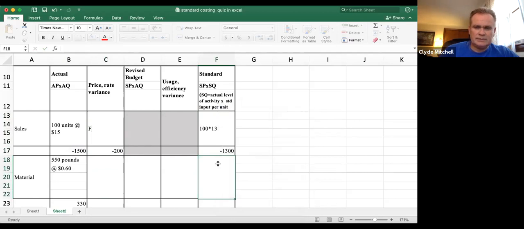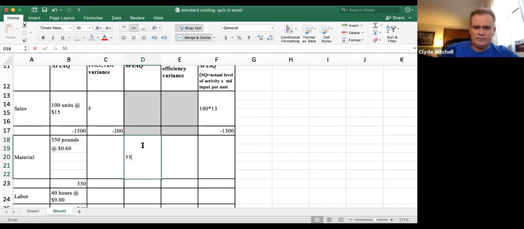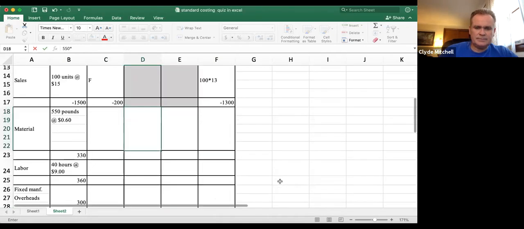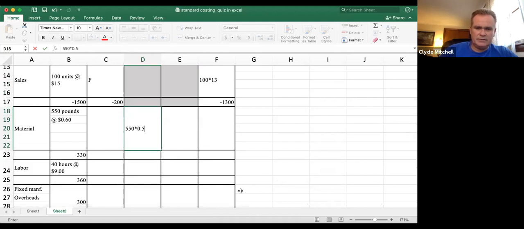Let's go and look at materials next. So materials, we had 550 pounds and the standard price was 50 cents a pound. So 550 times 0.5 is 275. Let's work out the difference. We always have actual minus standard or revised in this stage. 55, our actual is more than it should be, so this is unfavorable. We could have told that because we paid 10 cents more. 10 cents more times 550 pounds is going to give you $55.